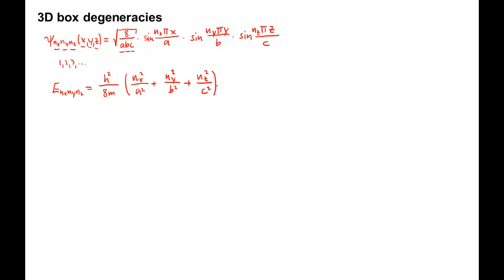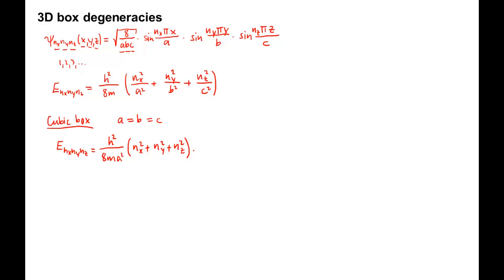Let's look at a special highly symmetric case, the cubic box. For such a box, the three edges are of identical length, that is, a equals b equals c. The energy expression simplifies. We get E of nx, ny, nz equals h squared over 8ma squared times nx squared plus ny squared plus nz squared.